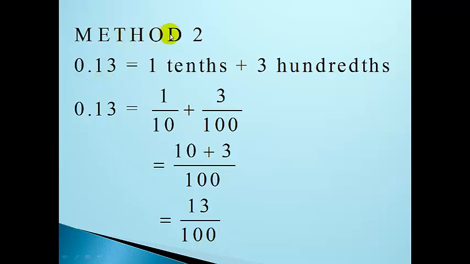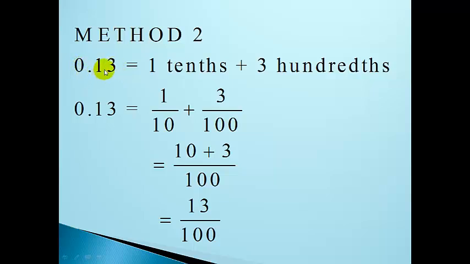Now let's look at method 2 in converting decimal fractions to fractions. Now 0.13, when we consider 0.13, the first digit after the decimal point is 1, and that 1 is occupying the tenths position, and so 0.13 is equal to 1/10 plus 0.03. The number 3 is occupying the hundredths position, because it is the second digit after the decimal point.